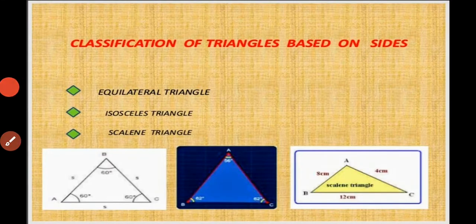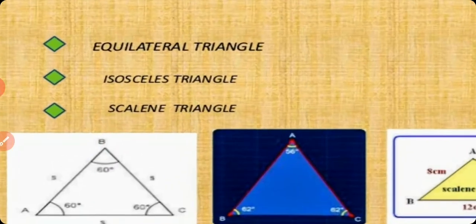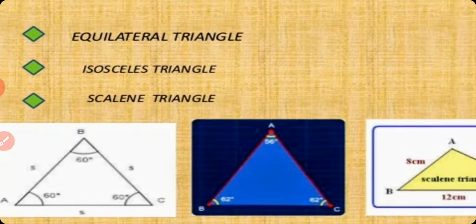We can classify a triangle on the basis of sides and on the basis of angles. At first, we can classify the triangle based on sides. First one is equilateral triangle. When the three sides of a triangle are equal, then we can say that this triangle is an equilateral triangle. Here ABC is an equilateral triangle. See, AB is equal to BC and equal to CA. Three sides are equal, so it is an equilateral triangle.